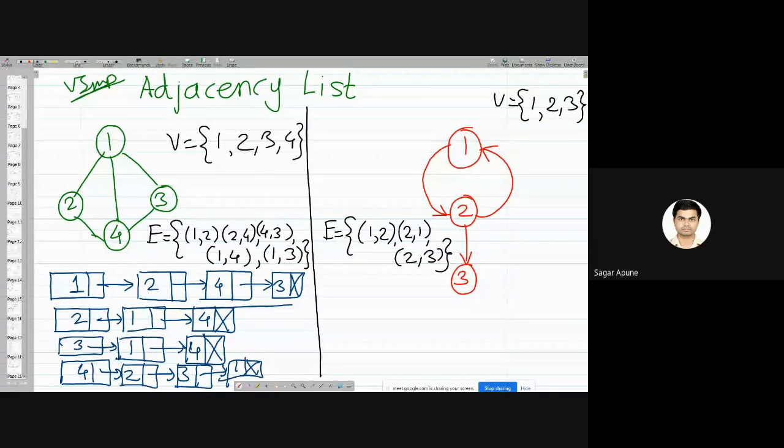So go here. What about the directed graph? How many linked lists? 3 linked lists, because 3 vertices. This linked list is for the first head node. This linked list is for the second vertex. This linked list is for the third vertex.